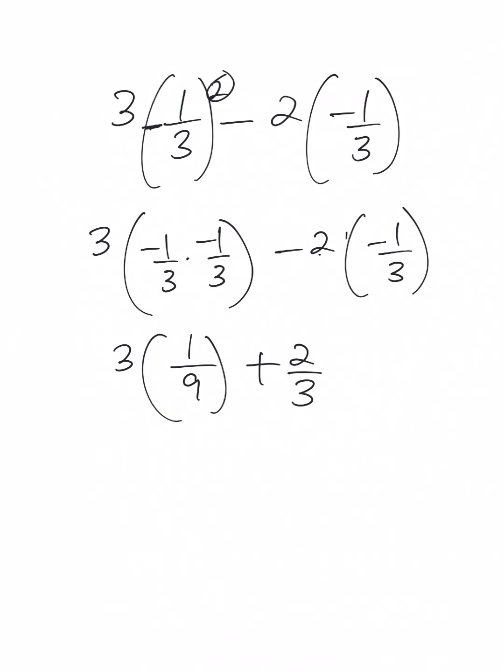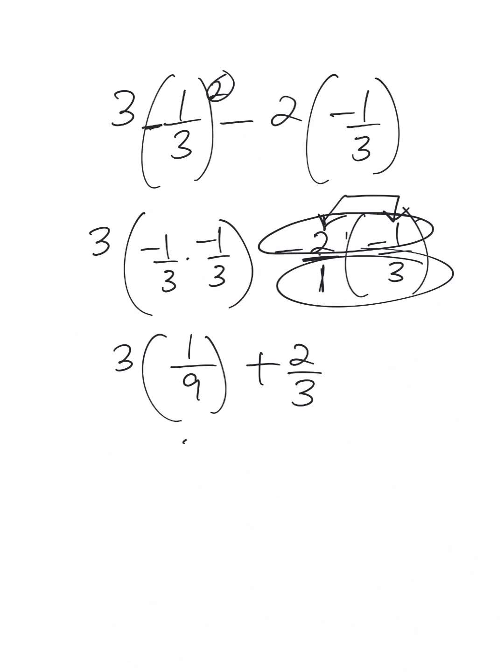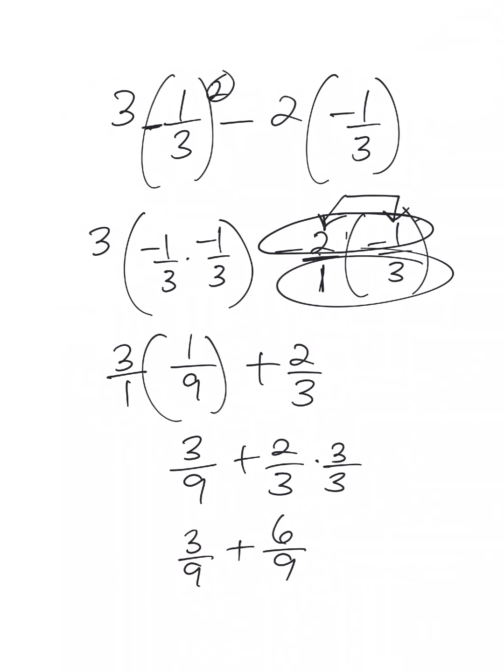What did I do? Basically, think of this as negative 2 over 1. And these two are multiplying to one another. The numerators multiply together, the denominators multiply together. Now we have 3 over 9, same thing here, plus 2 over 3. We need a common denominator, so we multiply this by 3 over 3. So we have 6 over 9, we have 3 over 9, they add together. That becomes 9 over 9, which is 1. Works out nicely in this problem.